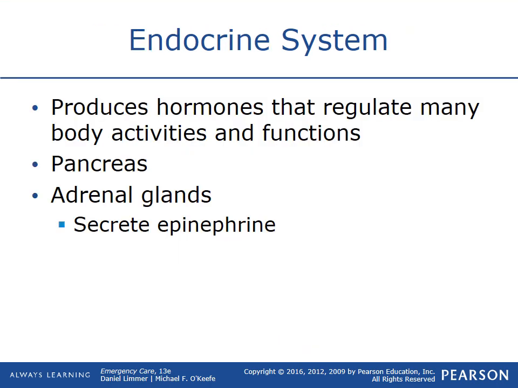The endocrine system produces hormones that regulate many body activities and functions. We have the pancreas. The pancreas makes insulin for our body, which is very important for us to keep the glucose level accurate. Adrenal glands secrete epinephrine. Epinephrine is adrenaline. That's what makes us speed up our heart and speed up our breathing if we get excited. It's called the fight or flight.